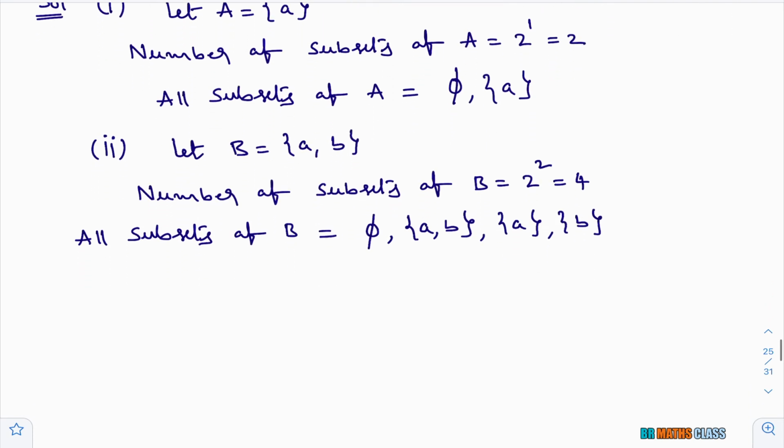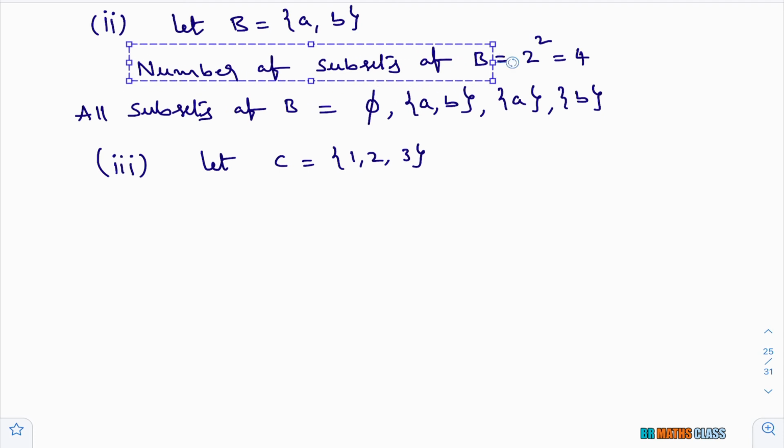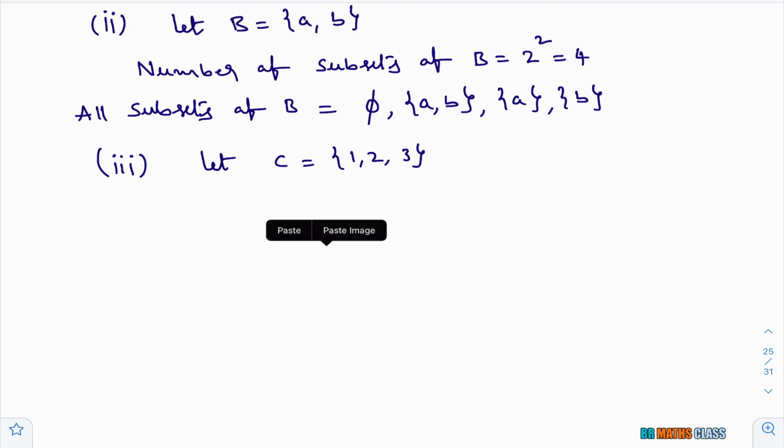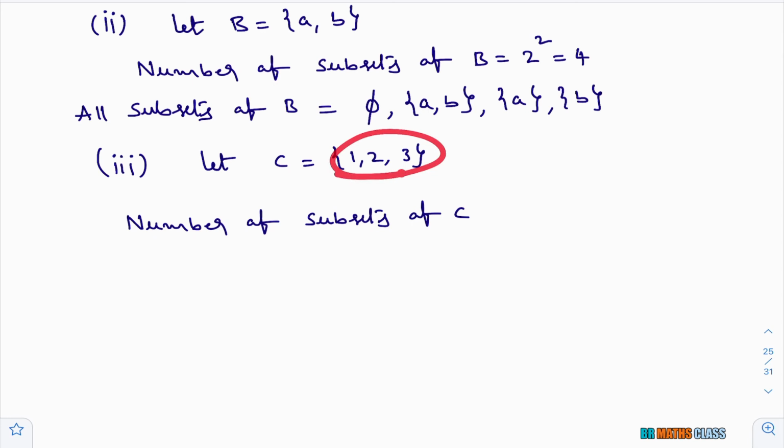Now we'll move to third bit. What is the third bit? In third bit, they given set 1, 2, 3. I'll name that set as C. Given set, I'll take it as C: 1, 2, 3. First point, number of subsets of C. Set C contains how many elements? You observe. Set C contains 3 elements.